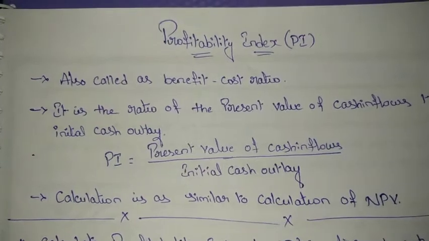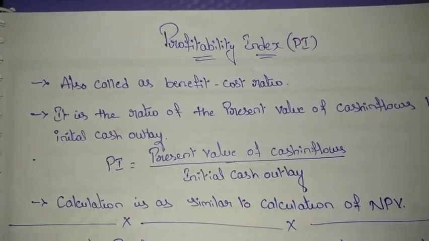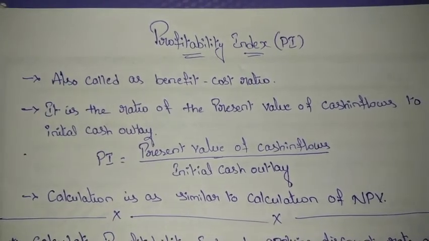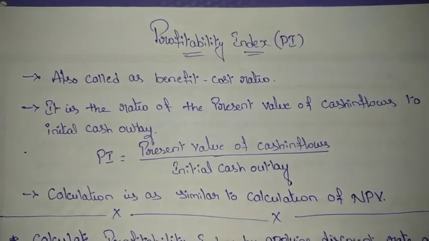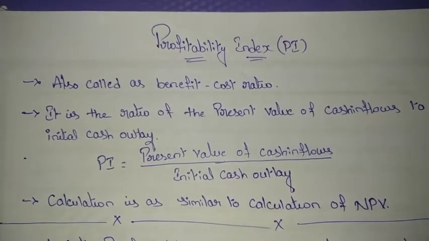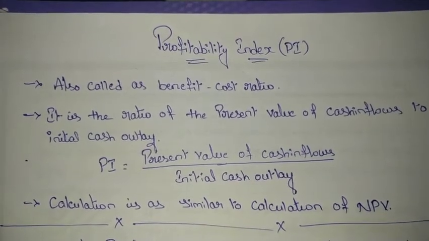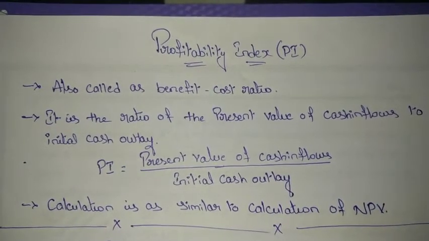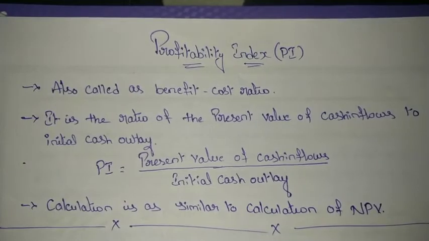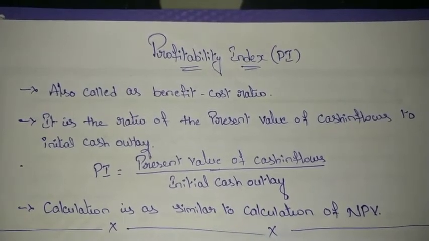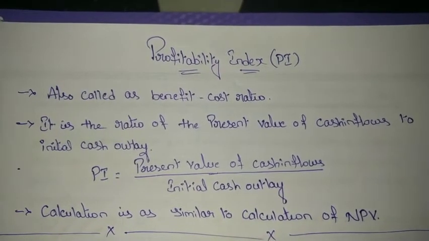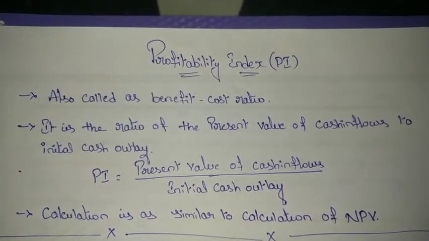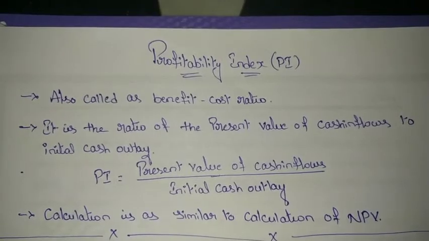Hi friends, welcome back. In this video, I am going to explain the profitability index, one of the discounted cash flow techniques of capital budgeting. In the previous videos, we have seen the different methods of capital budgeting like payback period, accounting rate of return, internal rate of return and net present value. This is the last technique of capital budgeting, that is profitability index.